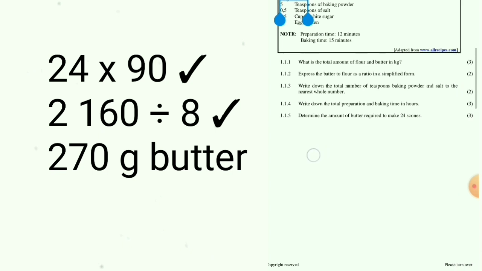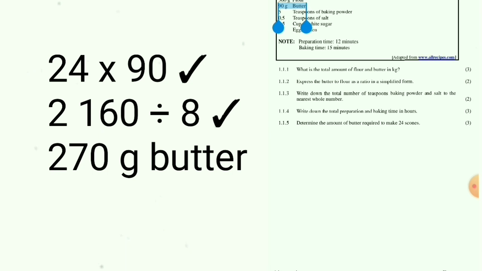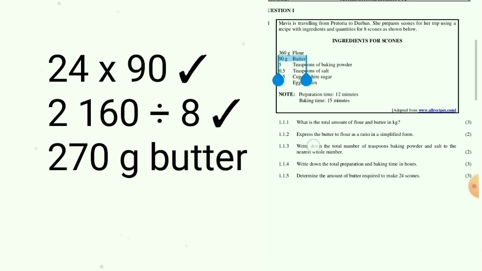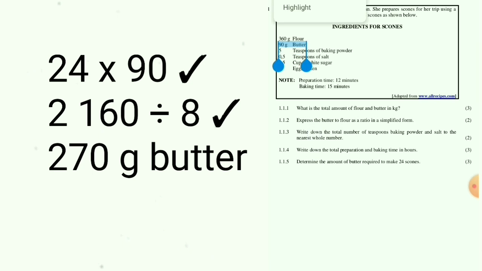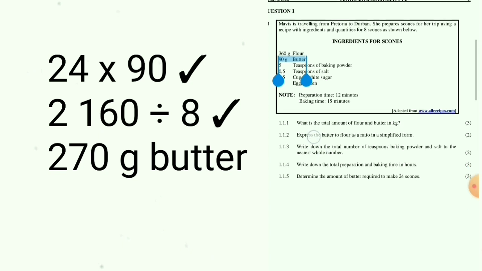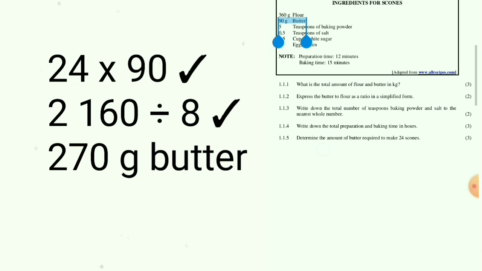As the question says, determine the amount of butter required to make 24 scones. So first of all, we say 24 multiplied by 90. We multiply these grams. Then we got 2160. Then we divide by 8 scones, and the answer is 270 gram butter, because the 90 gram butter can make 8 scones. That's why we divide by 8 scones.